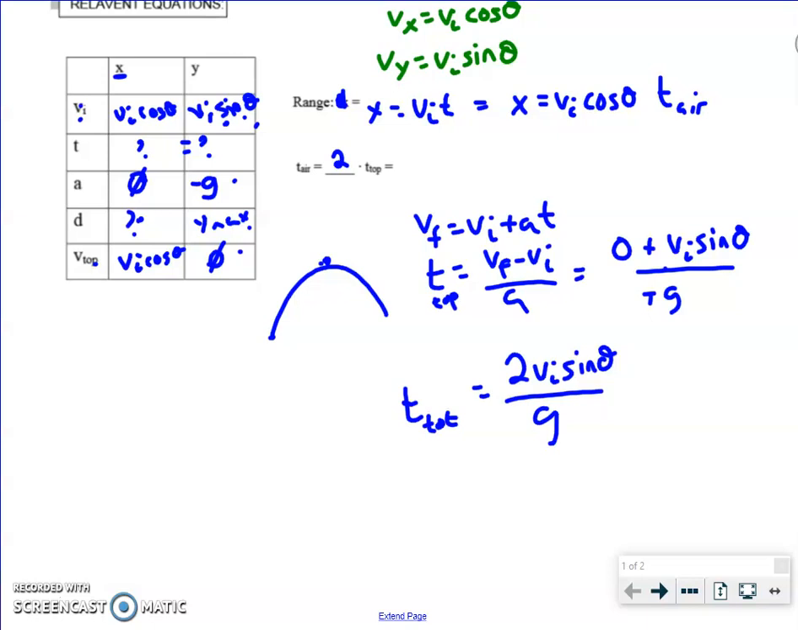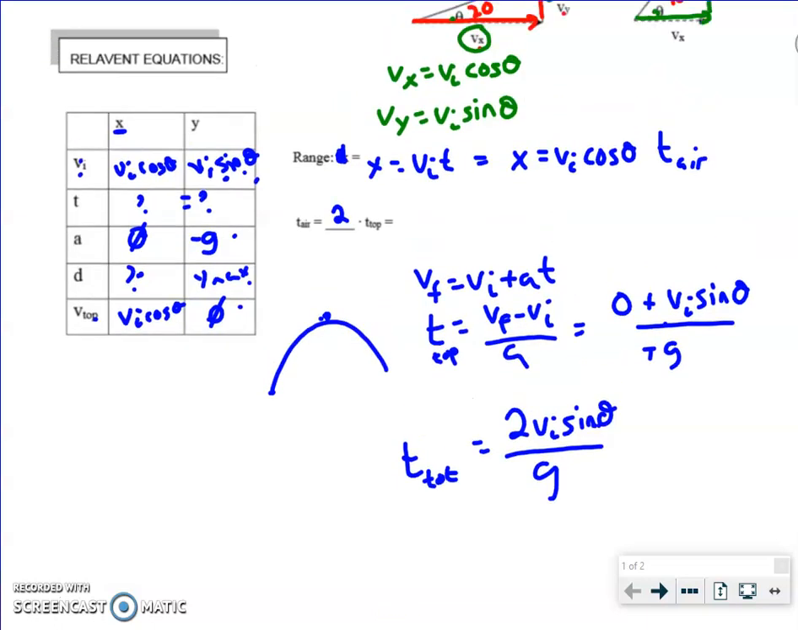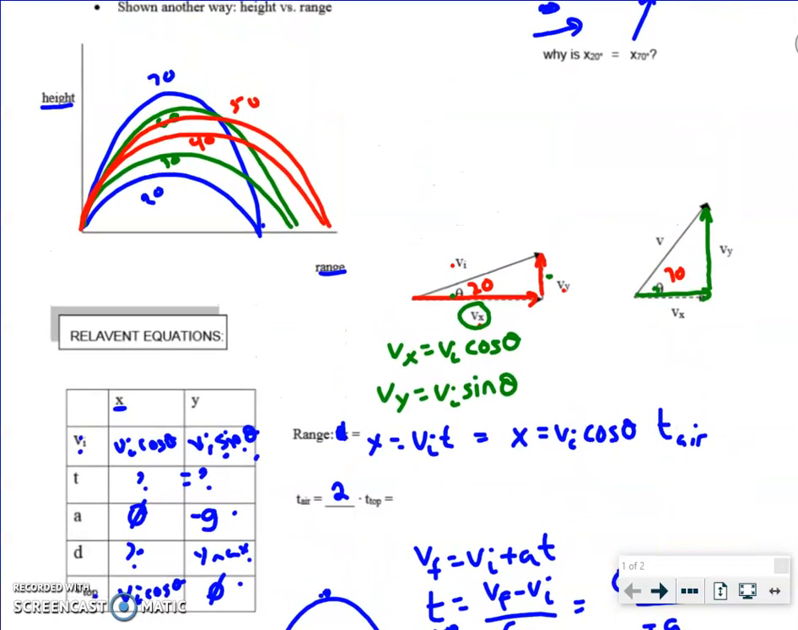Here's the thing though. This tells me that the bigger the angle, the more time in the air. And that's what you saw in your lab. So if I go back ultimately to here, why does 20 give me the same as 70? It boils down to this. When you fire something at 20 degrees, you have a big Vx. In other words, more of the velocity is in the horizontal direction, whereas this one you have a small Vx.